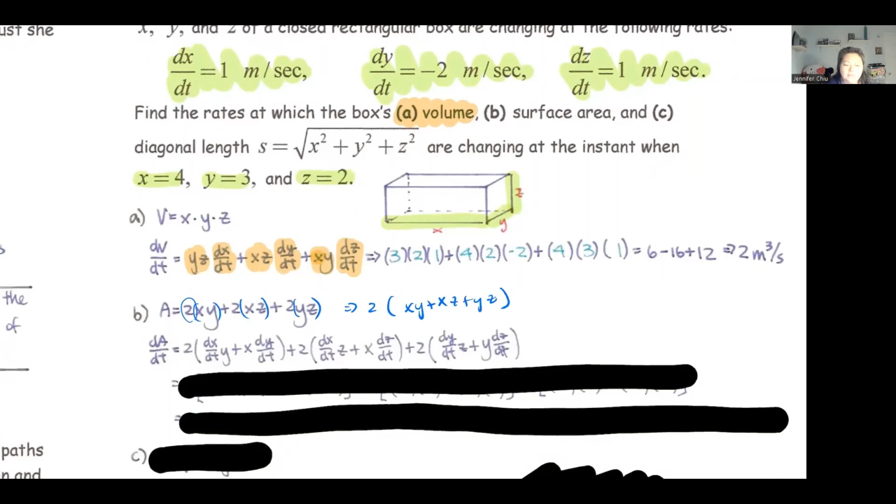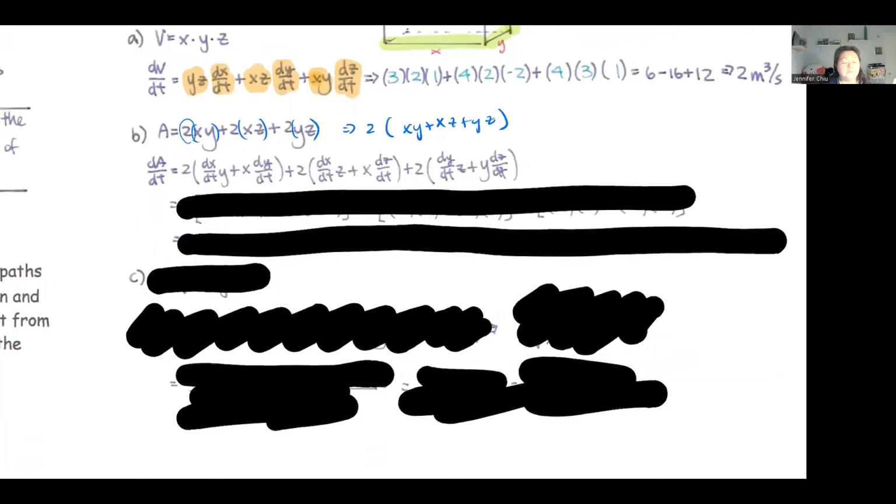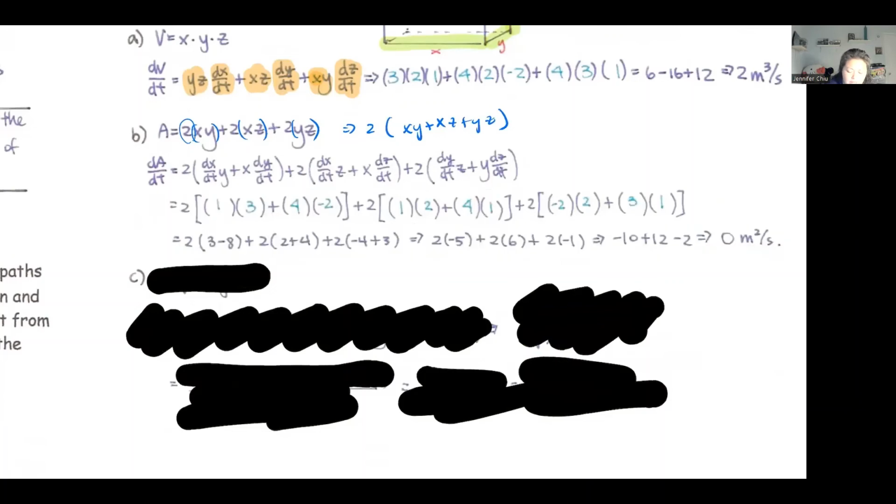So this is how I got my next line of dA/dt equals 2, and then multiply by the product rule. Right. Now plug in all the values you see, work it all out, and get a very unsatisfying answer of 0 meters squared per second. So it doesn't mean that there's 0 there. It doesn't mean that there's no surface area. It just means that I have this box and things are growing in different directions or increasing or decreasing depending on your dx/dt, dy/dt, dz/dt.